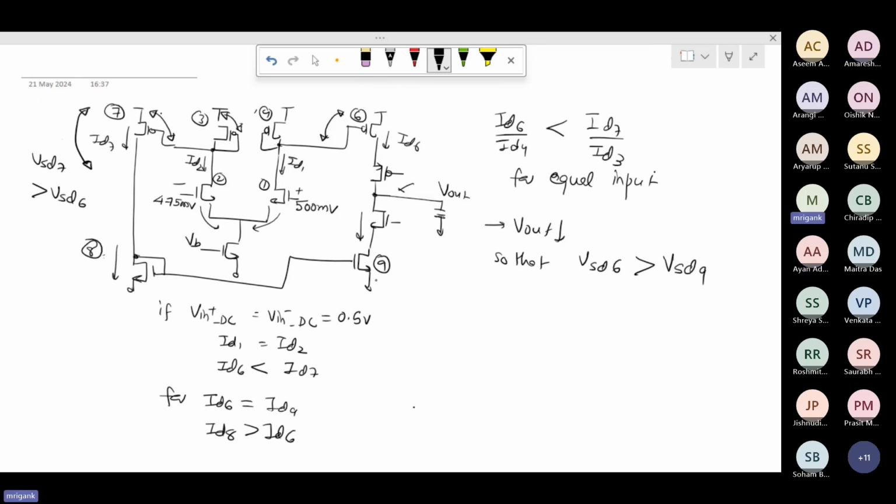So once again, I will repeat, if your DC is same, means the input side, you are applying the same DC.